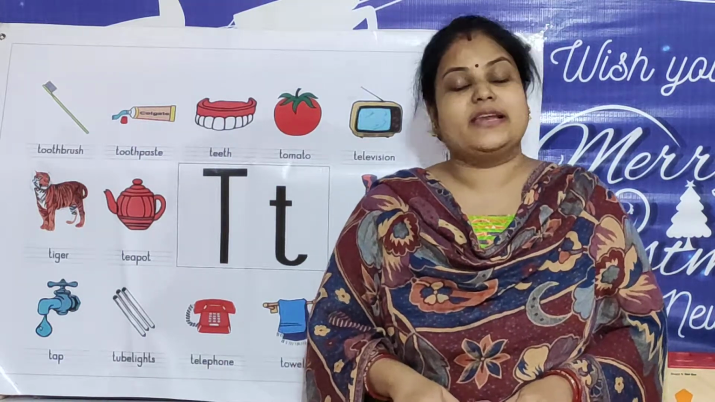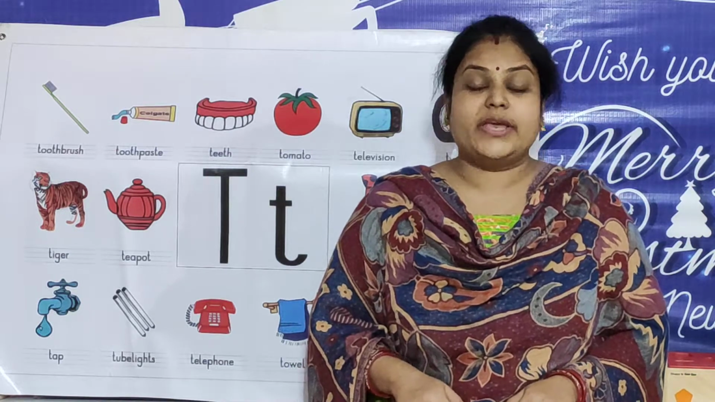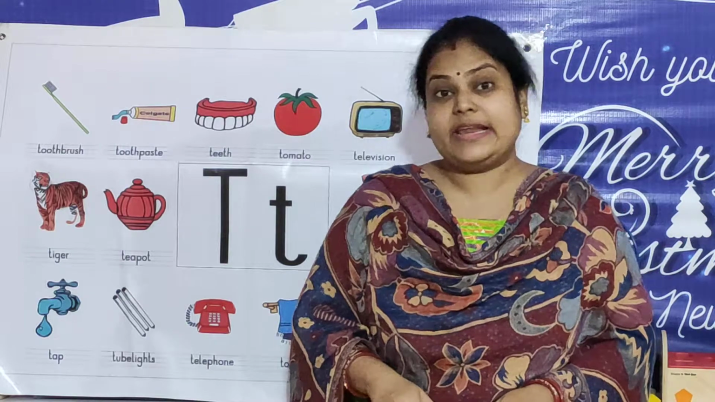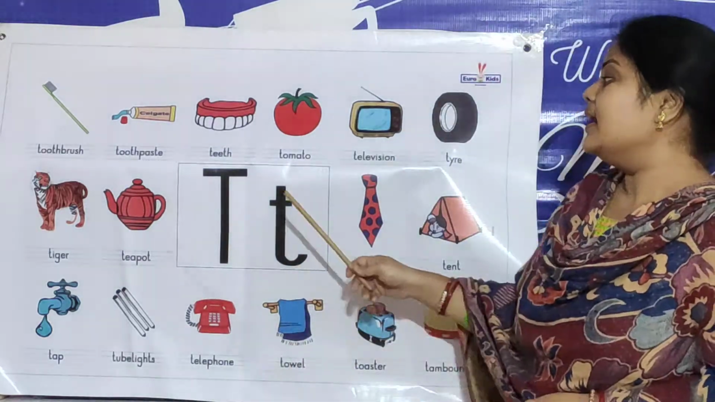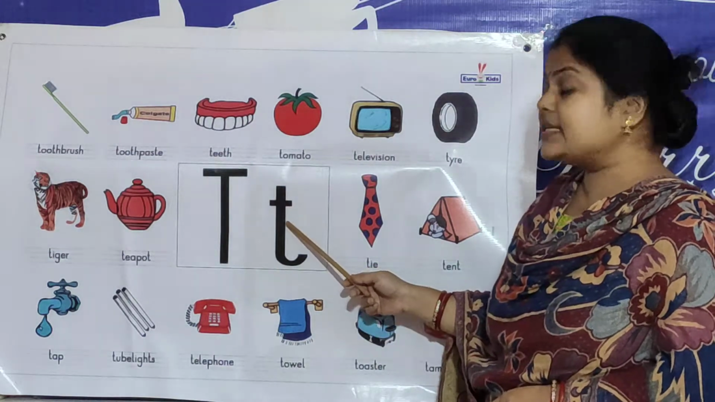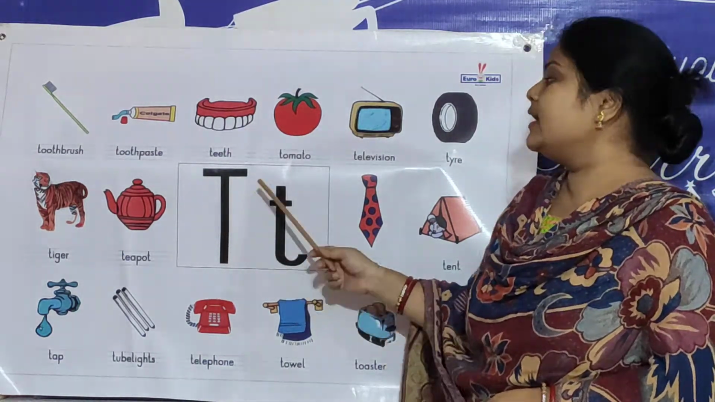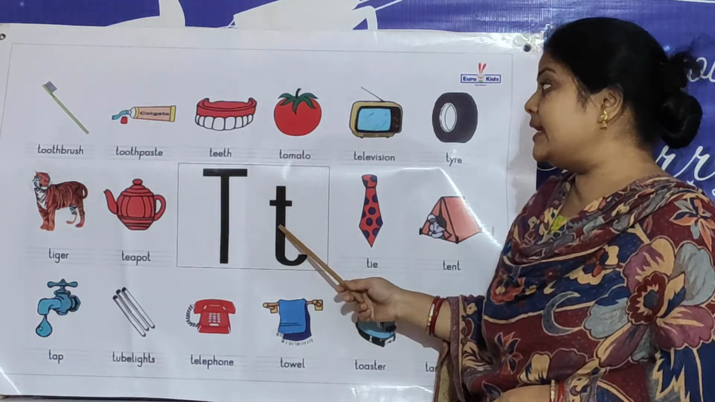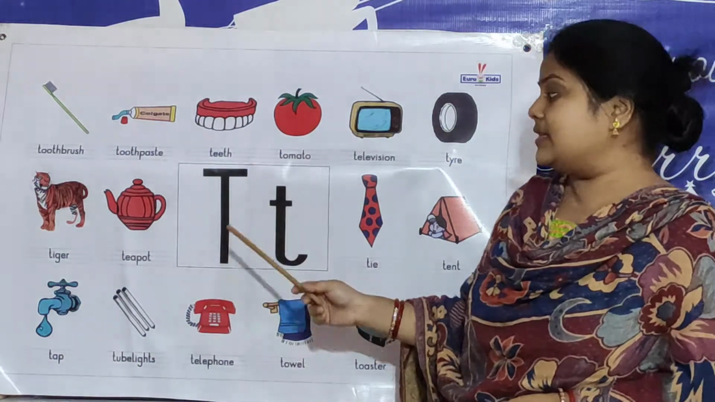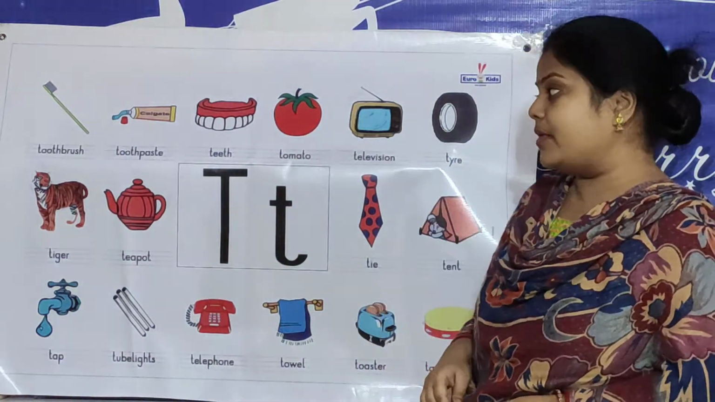So children, let's start our today's activity. And today we are going to learn letter T. So children, let us look at the letter. This is uppercase letter T and this is lowercase letter T. And children, these are the words that start with letter T. Let us look at them one by one.